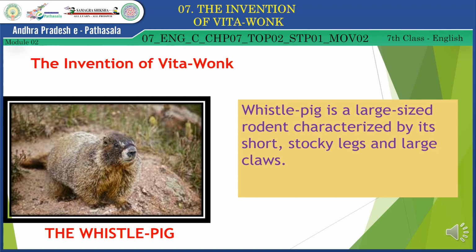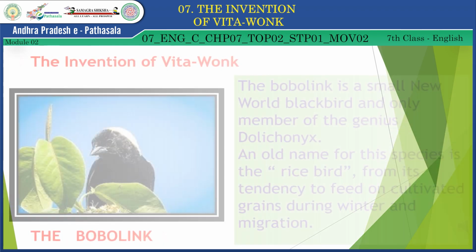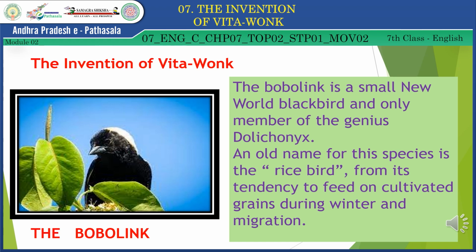Let's see the oldest animals' details now. Whistle pig. The whistle pig is a large-sized rodent characterized by its short, stocky legs and large claws. The bobolink. The bobolink is a small New World blackbird and the only member of the genus Dolichonyx. An old name for this species is the rice bird, from its tendency to feed on cultivated grains during winter and migration.